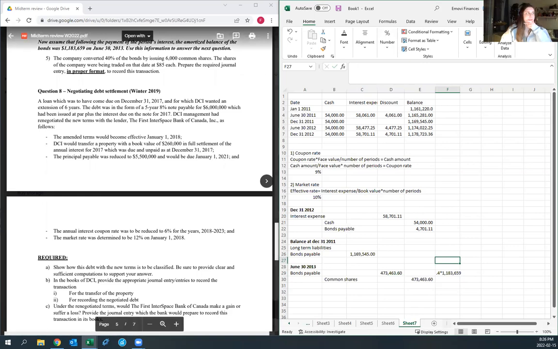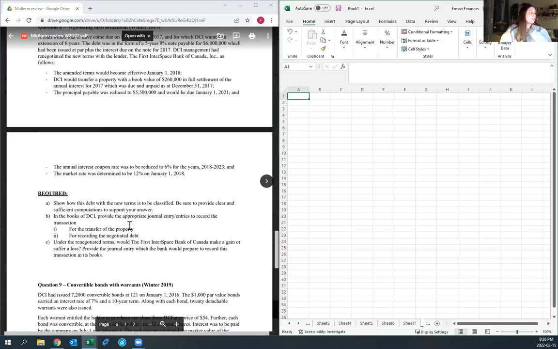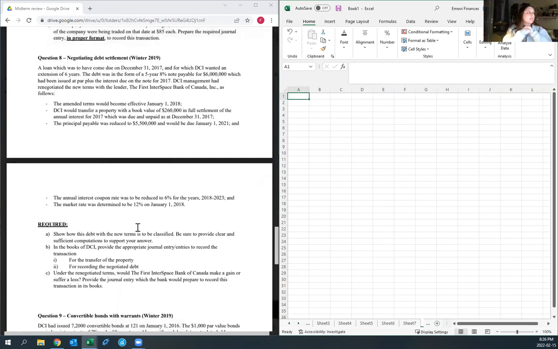For question 8, about negotiating debt settlement. A loan which was to have come due on December 31st, 2017, and for which DCI wanted an extension of 6 years. The debt was in the form of a 5-year, 8% notes payable for $6 million, which had been issued at par, plus the interest due on the note for 2017. DCI management had negotiated the new terms with the lender, the First Interspace Bank of Canada, Inc., as follows.